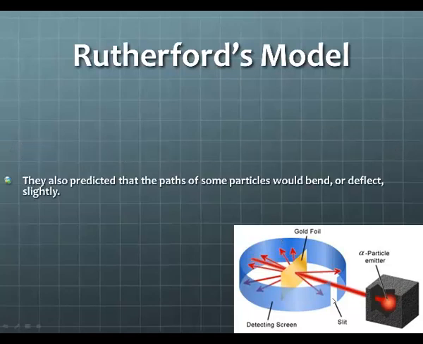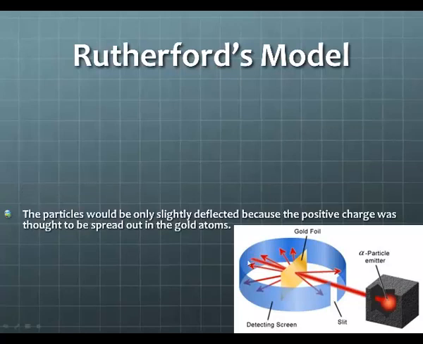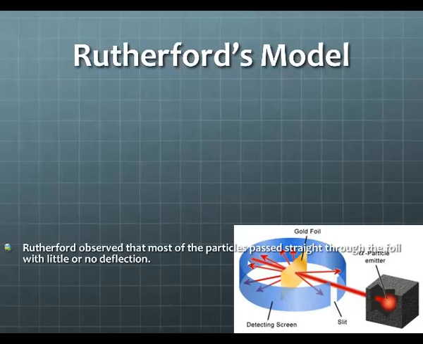They also predicted that the paths of some particles would bend or deflect slightly. The particles would only slightly deflect because the positive charge was thought to be spread out in the gold atoms. So they thought most of the particles that would get shot at the gold foil would pass through. Some of them would be slightly deflected. Rutherford observed that most of the particles passed straight through the foil with little or no deflection, much like they hypothesized.